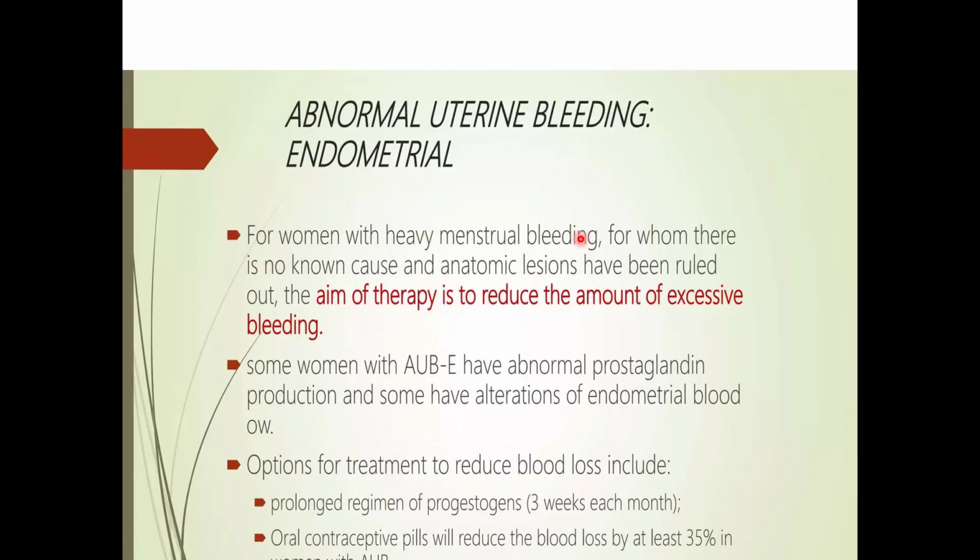For women with heavy menstrual bleeding, for whom there is no systemic cause and anatomical lesions have been ruled out, the aim of therapy is to reduce the amount of excessive bleeding. Some women with AUB have abnormal prostaglandin production and some have alteration of endometrial blood flow. Options for treatment to reduce blood loss include a prolonged regimen of progesterone for about 3 weeks each month, and oral contraceptive pills, which will reduce the blood loss by at least 35% in abnormal uterine bleeding.